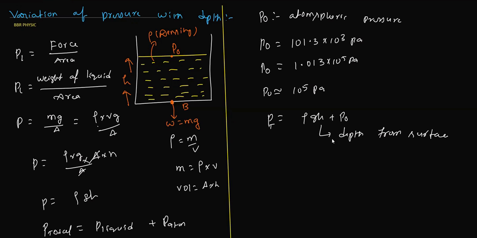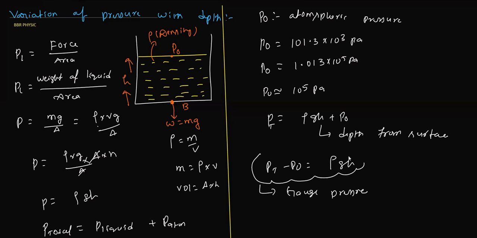Now, if I take P total minus P naught, it can be written as rho g h. This is called gauge pressure. The difference between total pressure and atmospheric pressure is gauge pressure. This is the important formula here. Force upon area, the weight of the liquid is mg; substitute this value, area will get cancelled, giving rho g h. Total can be written as P liquid plus P atm. Atmospheric pressure is 101 into 10 raised to 3 pascals; for solving numericals, we can consider 10 raised to 5. So you have to remember this standard formula.